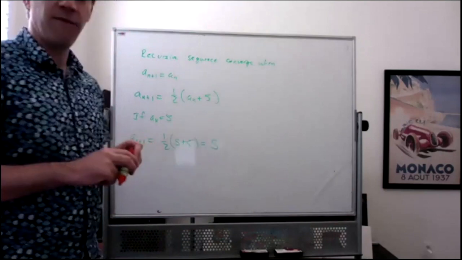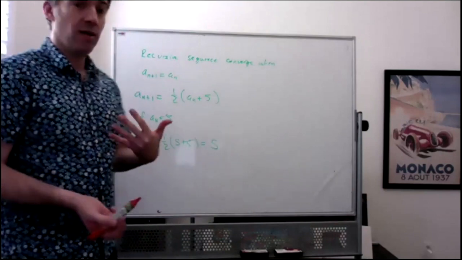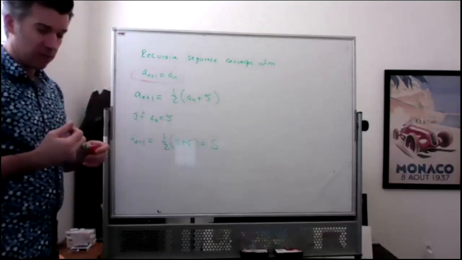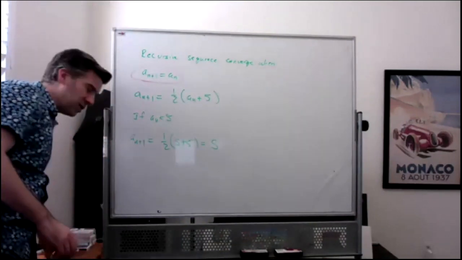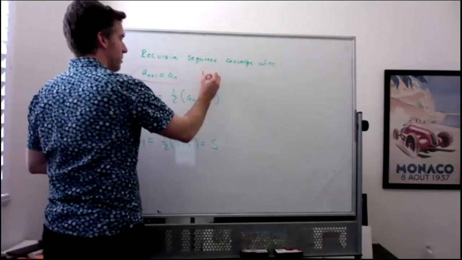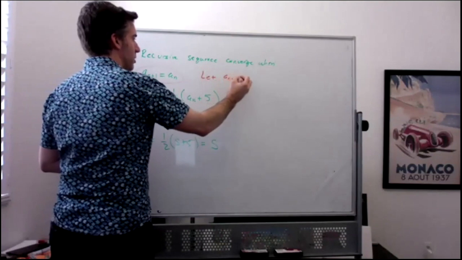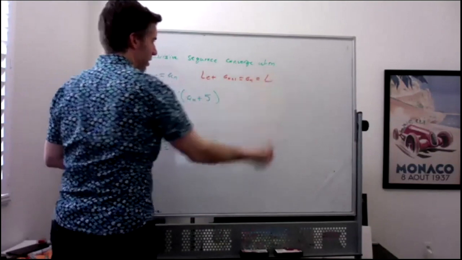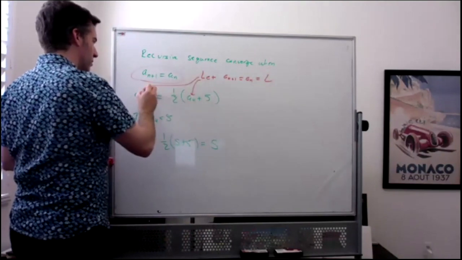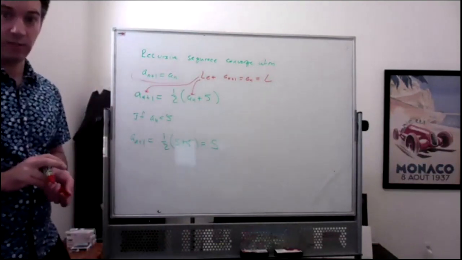But we can find the fixed points of the sequence by making this assumption that a sub n plus 1 is equal to a sub n. And we usually call it capital L for limits. So we're going to let a sub n plus 1 equal a sub n equal L, and we're going to plug that in for a sub n plus 1 and a sub n.